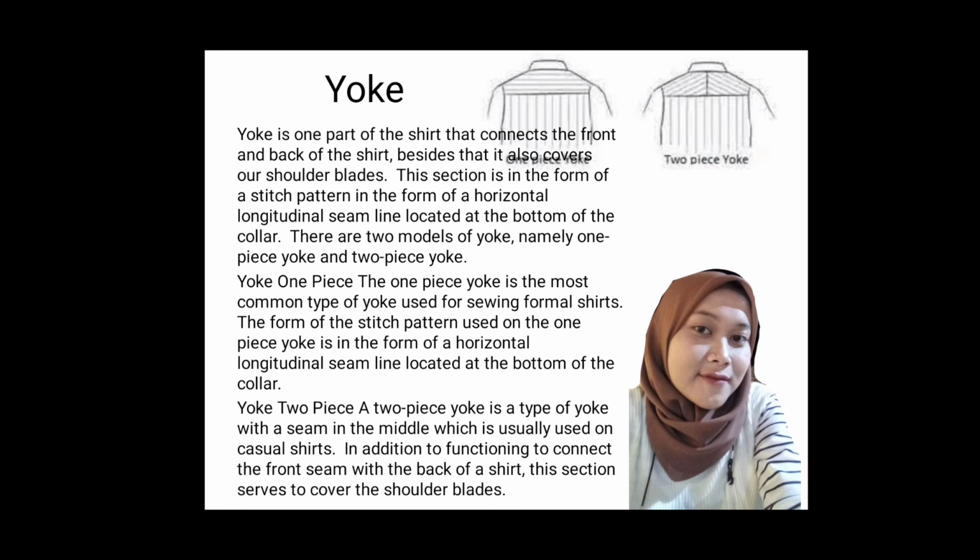Next, yoke two-piece. A two-piece yoke is a type of yoke with a seam in the middle which is usually used on casual shirts. In addition to functioning to connect the front with the back of the shirt, this section serves to cover the shoulder blade.